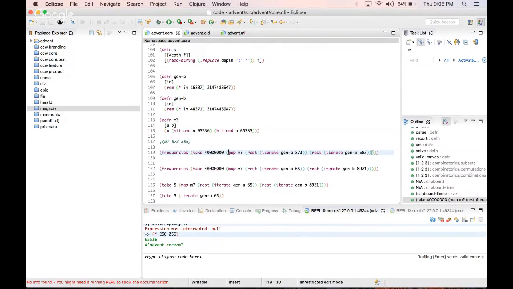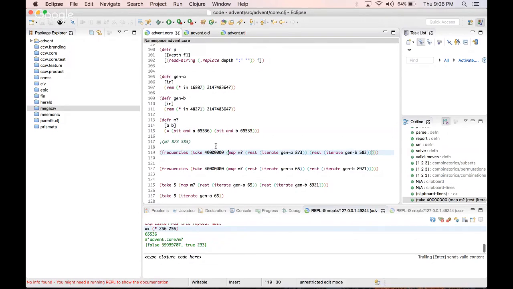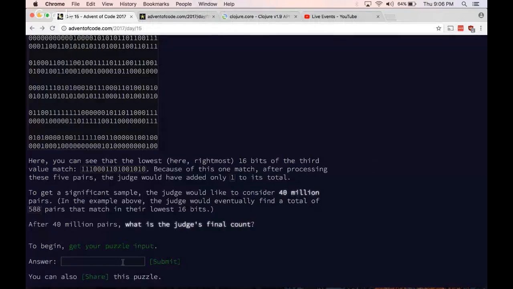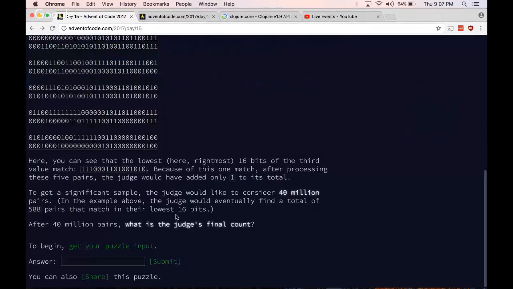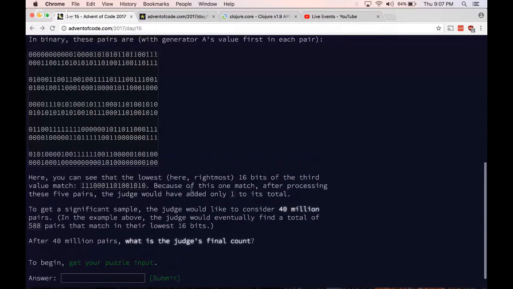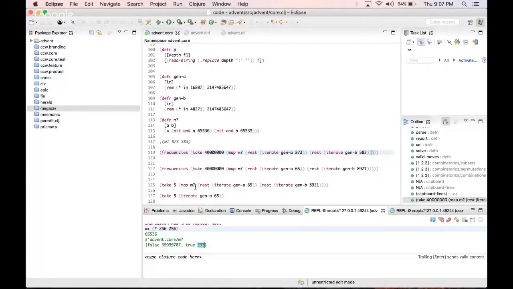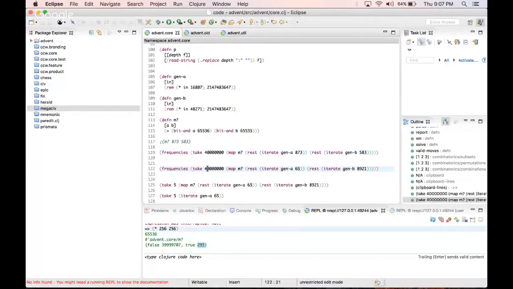Run this again. All right, much lower number. Not the right answer. Huh. That's actually surprising. The lowest of the 3, because of only this one match. Well, okay. I guess let's run it against the test case here.